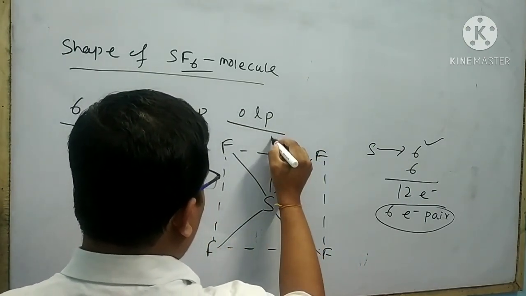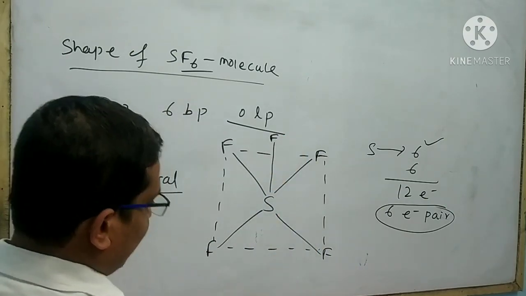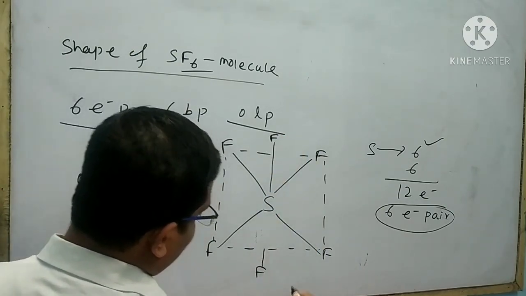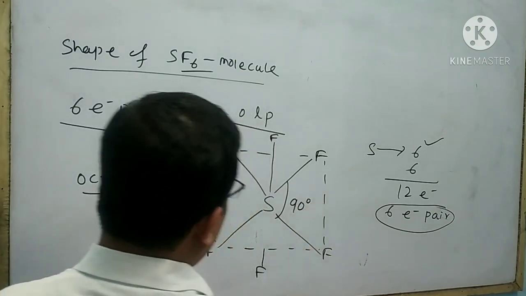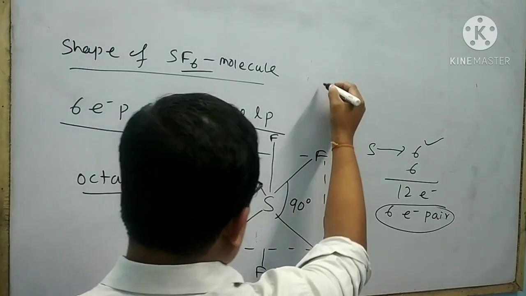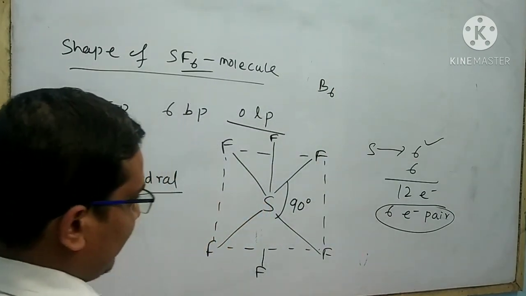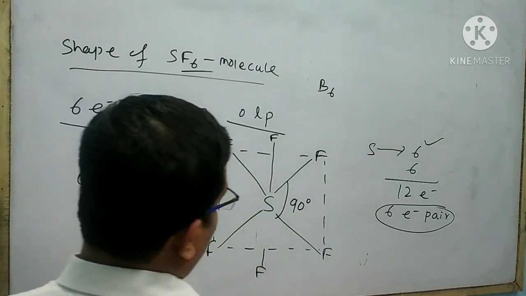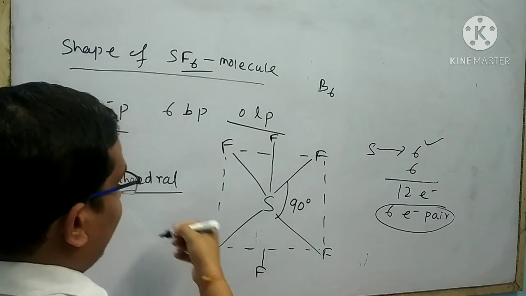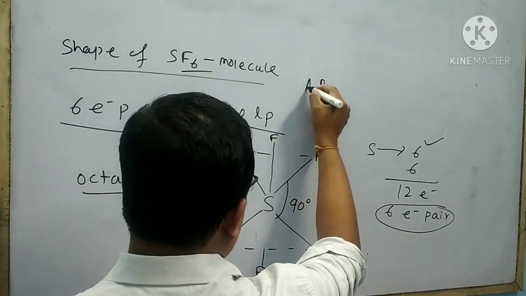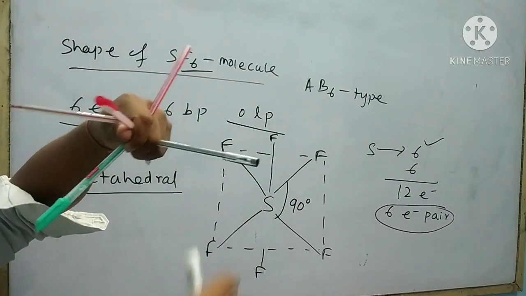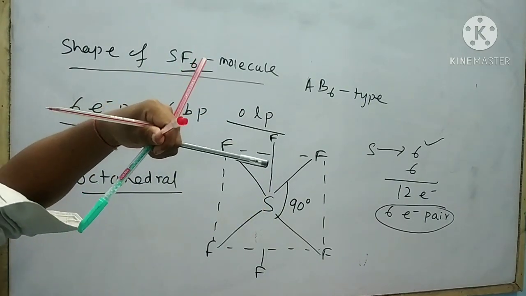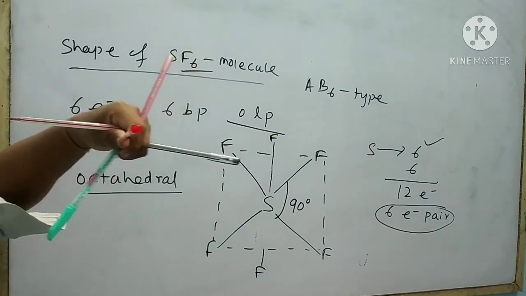Here one fluorine atom is present, here another fluorine atom is present. The angle is 90 degree. Here 6 bond pair are present, there is no lone pair. So this type of molecule belongs to AB6 type molecule. This is the octahedral geometry or shape of SF6 molecule.